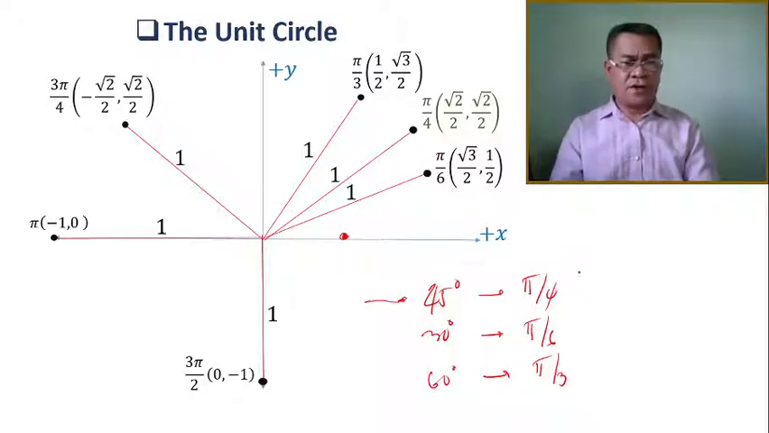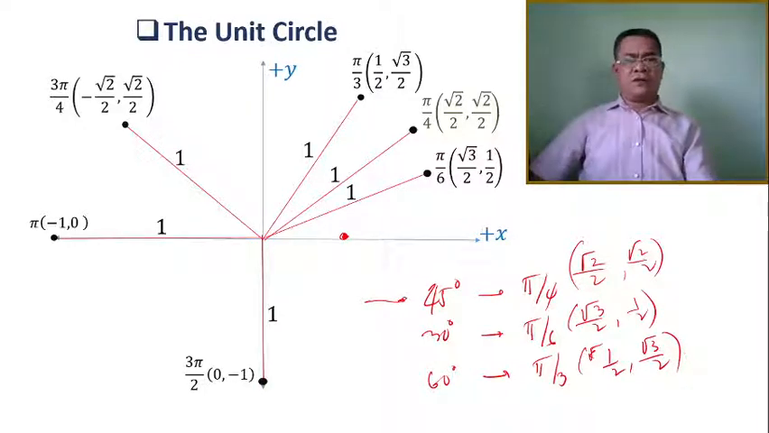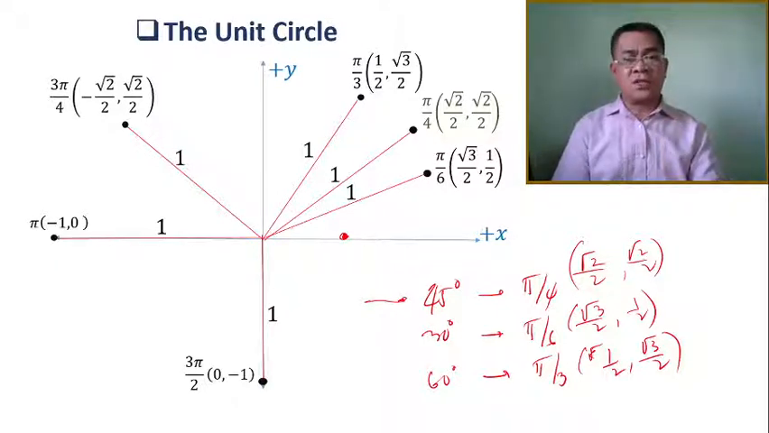For the 45 degrees, it is square root of 2 over 2 and square root of 2 over 2. You have memorized this one. For pi over 3 or pi over 6, 30 degrees, the greater the denominator, the smaller the angle. So this must be square root of 3 over 2, and this is 1 half. And for the 60 degrees or pi over 3, it has a coordinate of 1 half and square root of 3 over 2. These are the important coordinates in order to obtain the trigonometric functions of the angles related to these special angles.